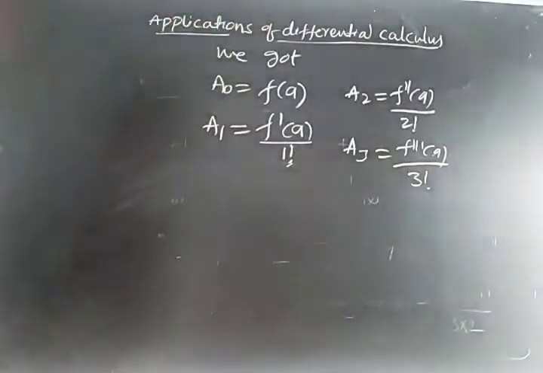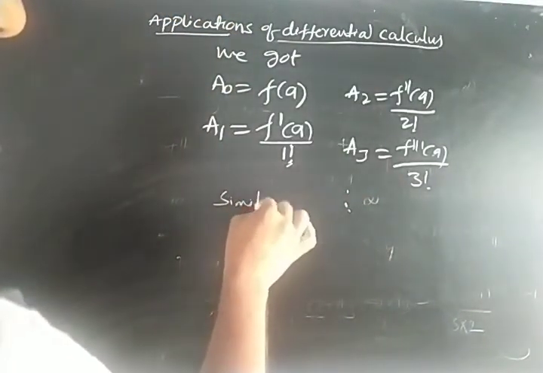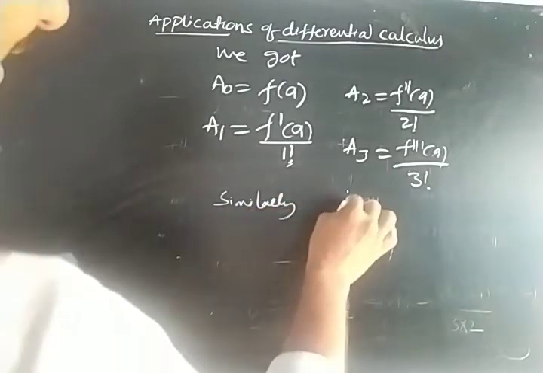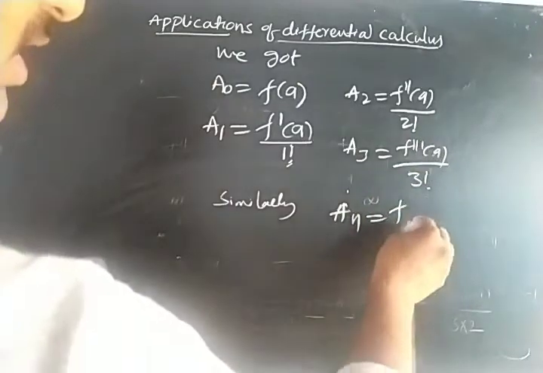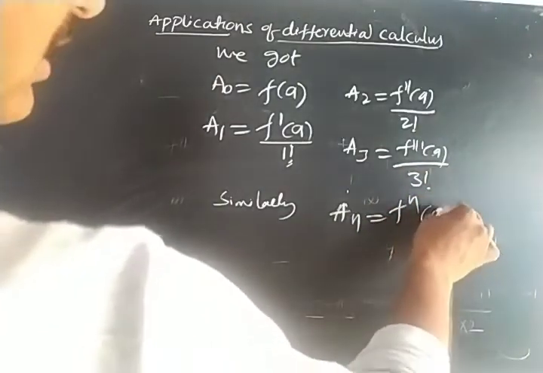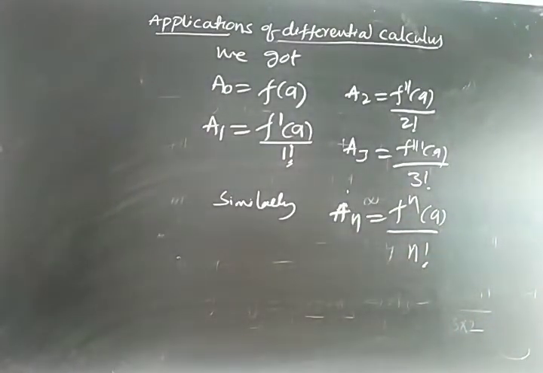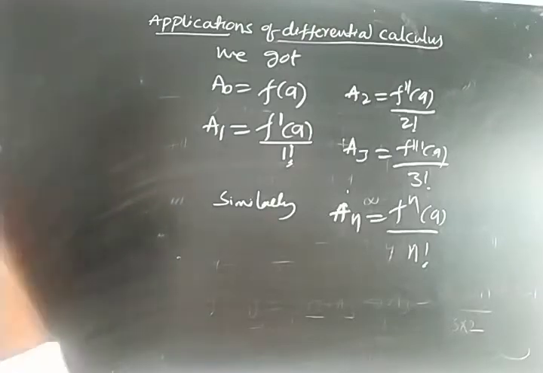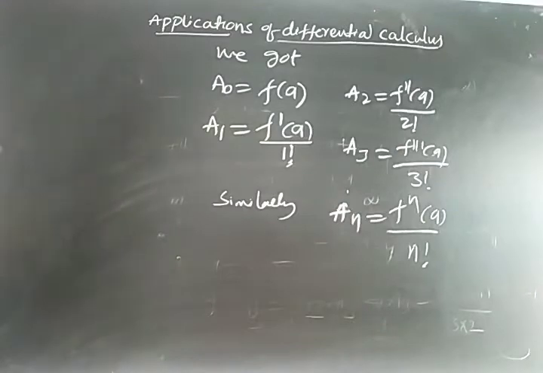And so on, similarly we can find an also. a3 means third derivative, so an will be f power n of a by n factorial. Right? By substituting x equal to a, you will get the nth coefficient an also.